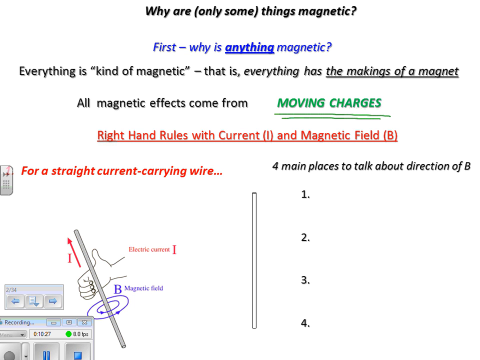We'll start with maybe the most simple, what's called a right-hand rule. We're going to get a whole ton of these, well, several of these, that talk about the directions of things, right? And so what we have here is a straight current-carrying wire. Here's our wire.